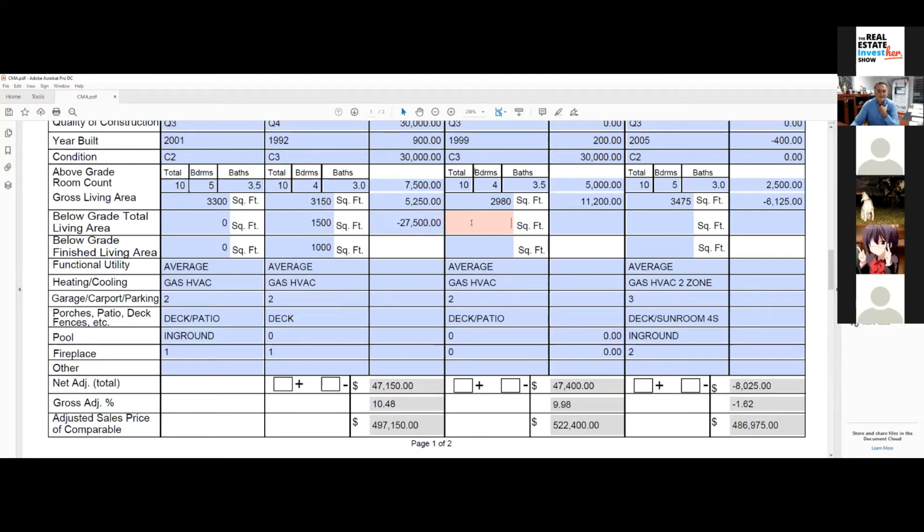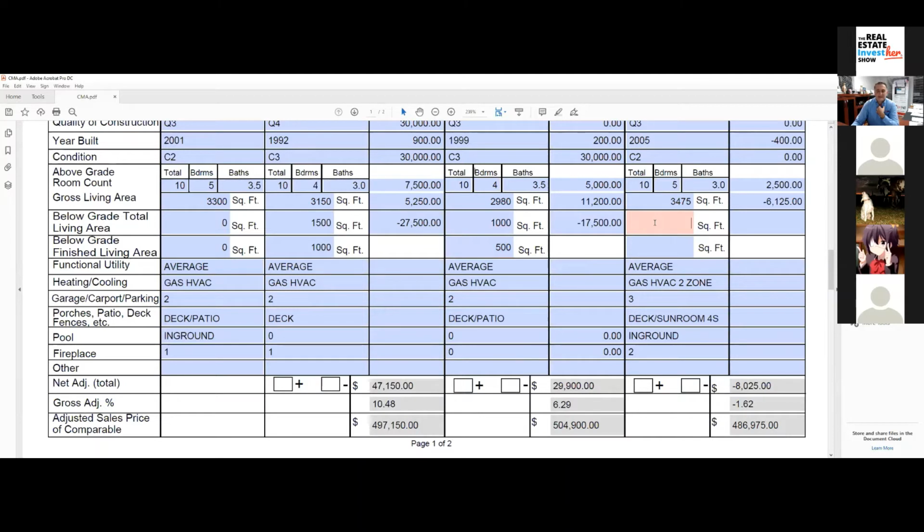So let's say this home has 1,400 square feet. Now let's say 1,000 square feet. All right. And they only have 500 square feet finished. Now we have $10,000 here. 500 times 20 is 10,000, and minus 7,500, so $17,500. That is a minus.